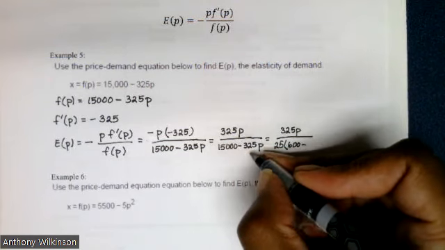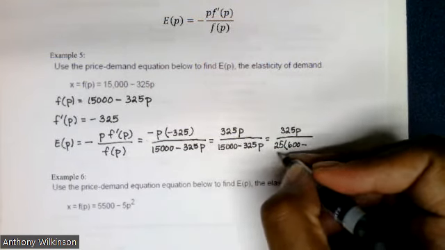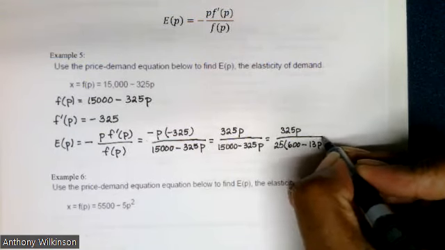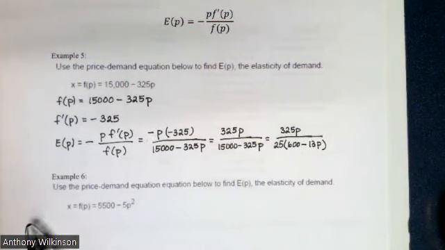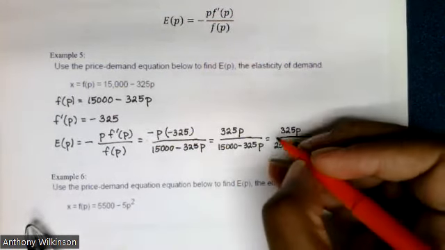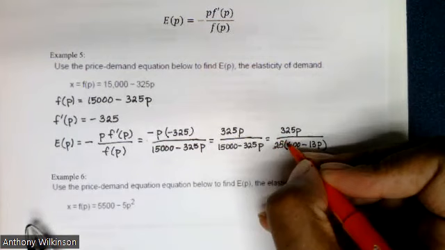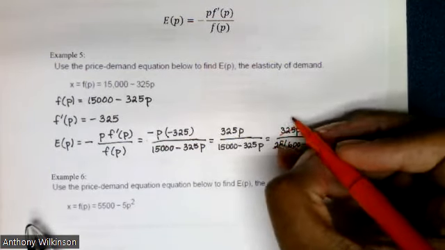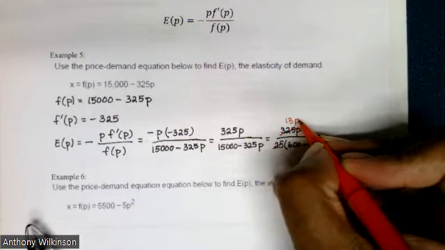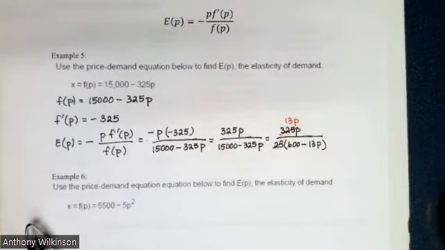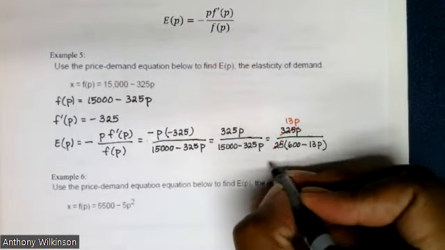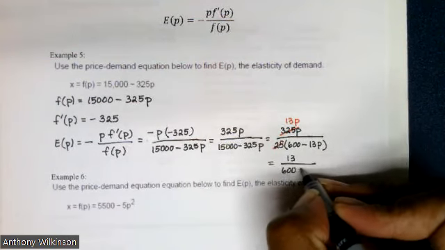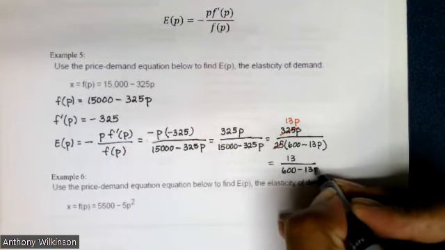minus 325 divided by 25. That'd be 13P. And if I divide 25 into 325, that would go 13P. That would reduce to 13P. So the numerator will be 13P over 600 minus 13P.